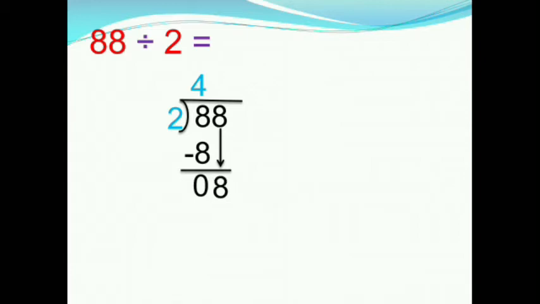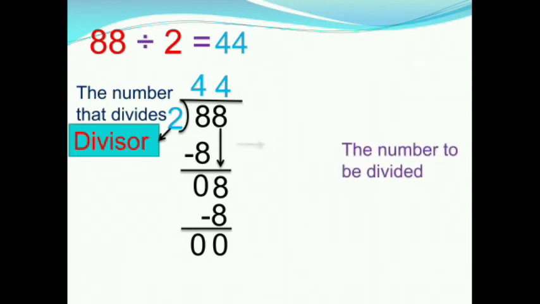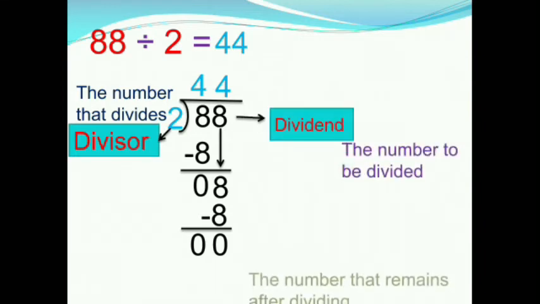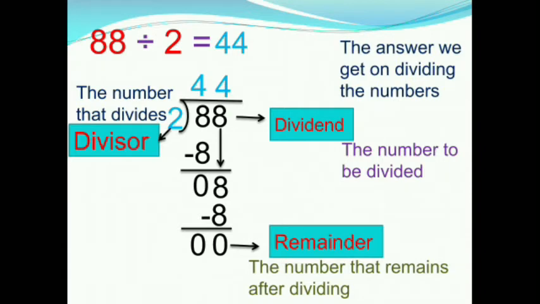Divide 8 ones by 2. In 2 tables, where do we get 8? 2 fours are 8. Write 4 as next digit of quotient. Subtract 8 from 8. 8 minus 8 equals 0. Write remainder as 0. Therefore, 88 divided by 2 equals 44. The number that divides is divisor. The number to be divided is dividend. The number that remains after dividing is remainder. The answer we get on dividing the numbers is quotient.